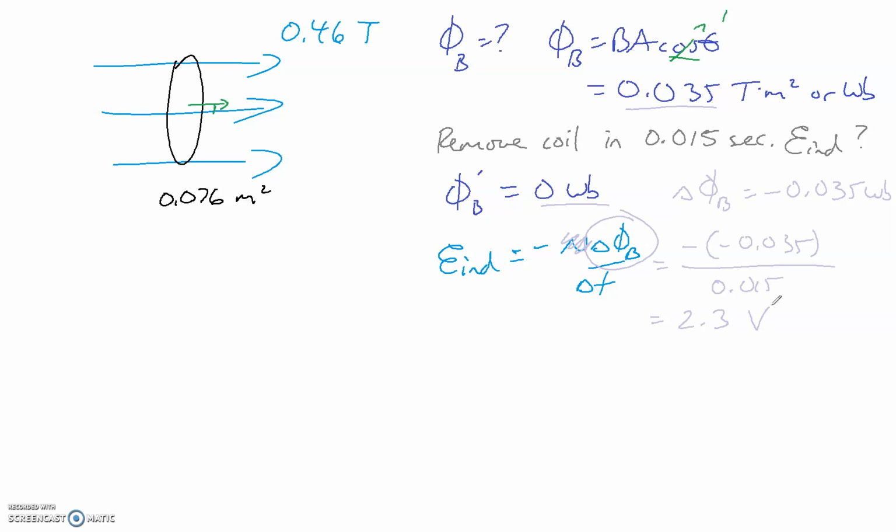So 2.3 volts would be induced in that coil, which can then produce an induced current. Okay, so doing this is relatively straightforward. Find one flux, find another flux, find the change in flux, divide it by time. And maybe multiply it by N if you've got more than one coil. That's pretty much it. So that's the basic idea of how this type of stuff works.